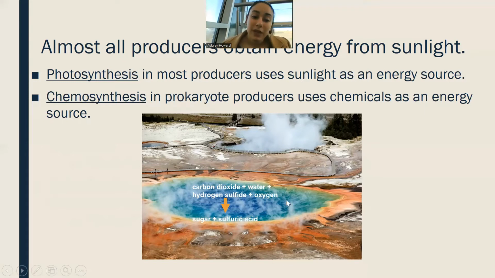So because of their ability to undergo chemosynthesis, it is able to basically start its own little food chain down there. And during this process, it is able to produce sugars, which is that stored energy, that chemical potential energy, and then its other byproduct of sulfuric acid.